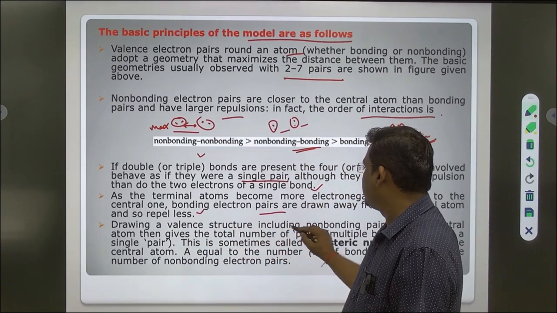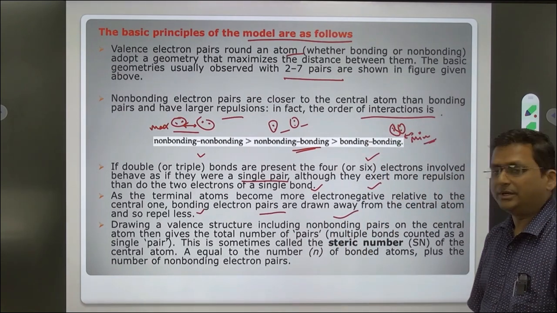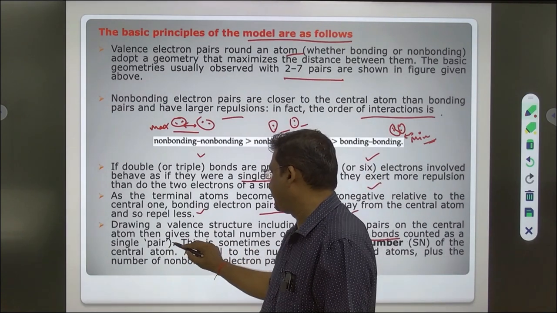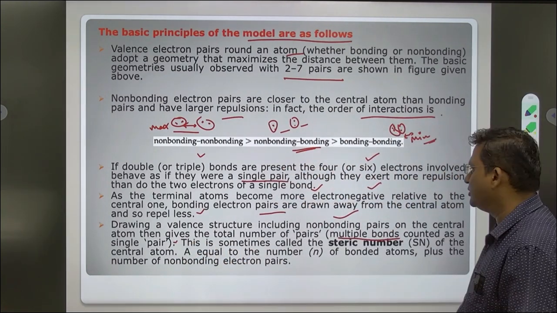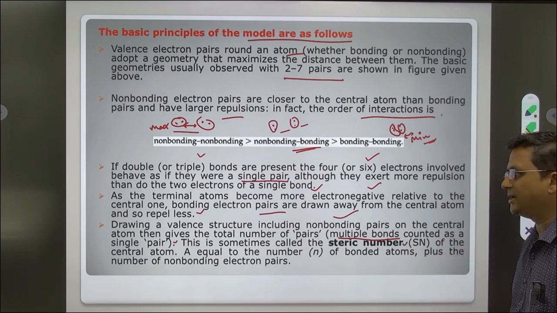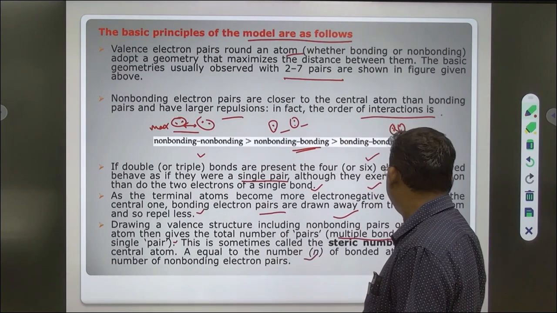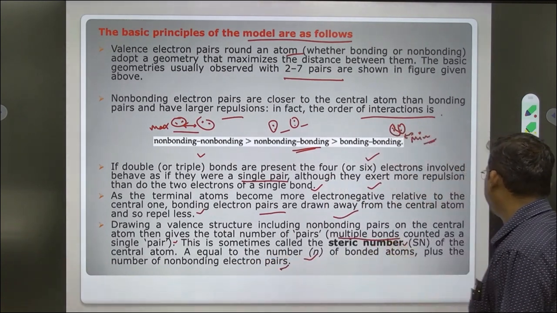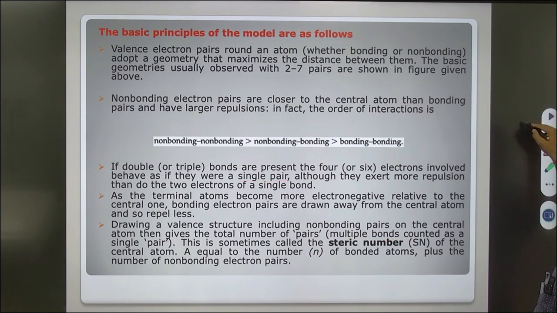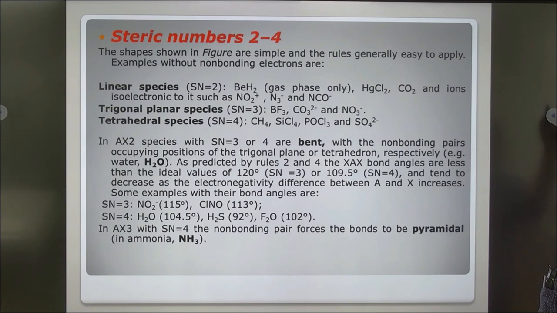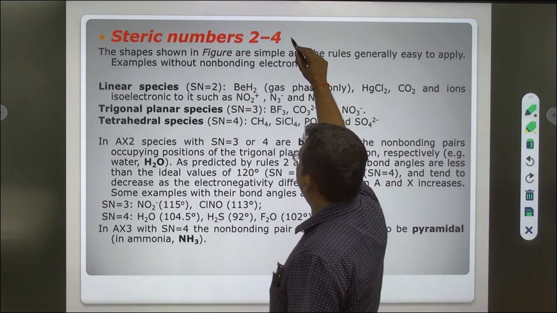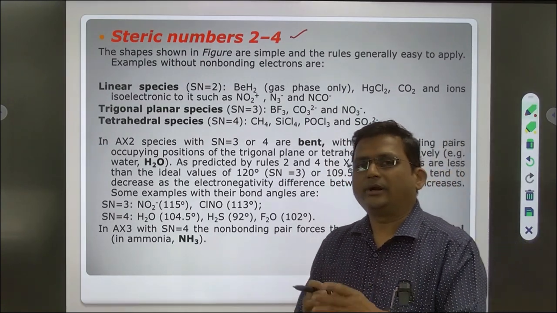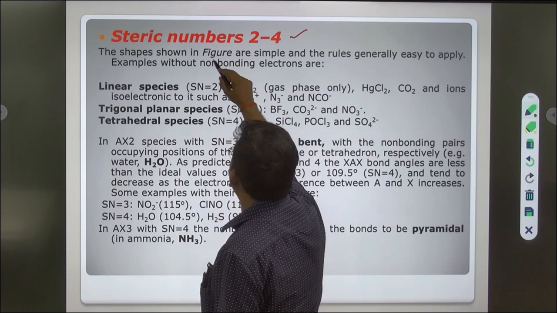Drawing the valence structure, including non-bonding pairs on the central atom, then gives the total number of pairs, with multiple bonds counted as a single pair. This is sometimes called the steric number of the central atom. It is equal to the number n of bonded atoms plus the number of non-bonding electron pairs. Here the steric numbers are 2, 3 and 4.